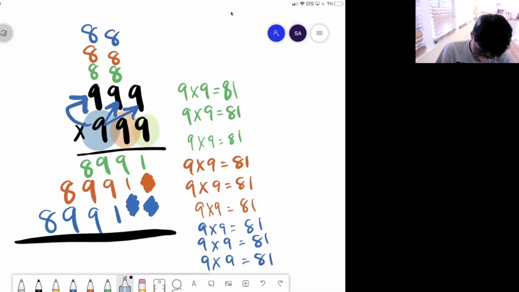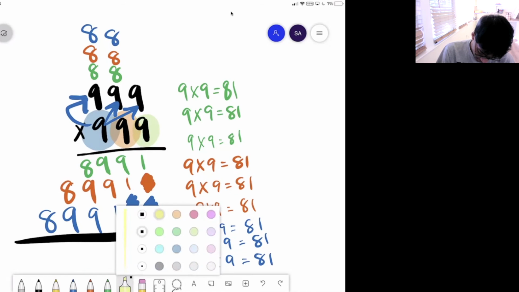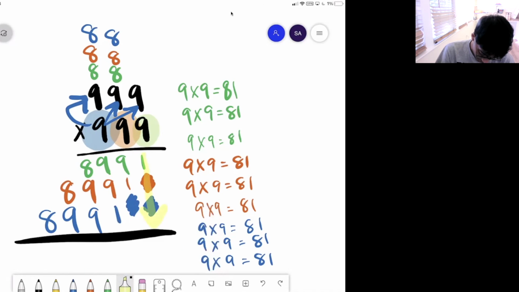Down, okay, I'm going to use this color. So down this column, I have 1 plus 0 plus 0, that's 1. Down this column, I have 9 plus 1, that's 10. Put the 0 there, put the 1 here. Down this column, I have 1 plus 9, which is 10, plus 9, which is 19, plus 1, which is 20. Put the 0, carry over the 2. On this column, I have 2 plus 8 is 10, plus 9 is 19, plus 9 is 28.